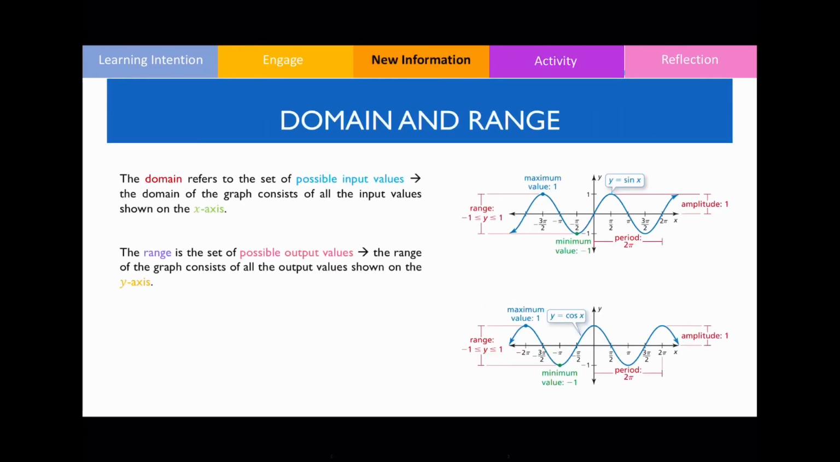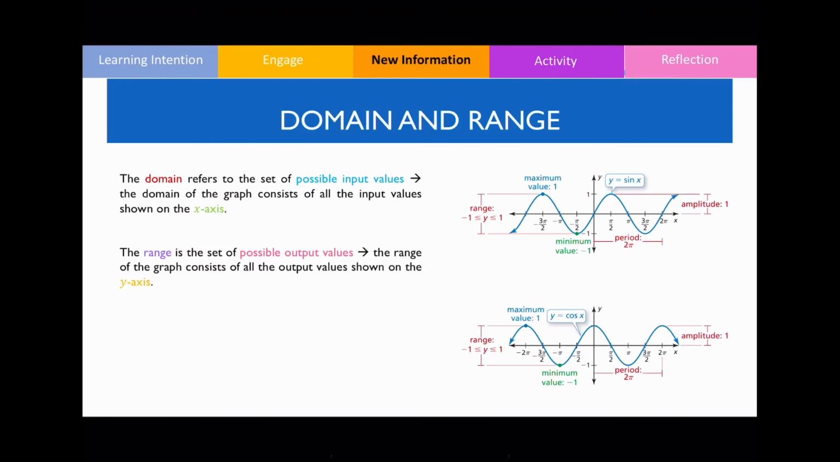The last thing that I want to talk about is the domain and range. These are two pairs of words that you're going to encounter very often when you do VCE maths. So the domain refers to the set of possible input values. You're probably thinking, what does that mean?